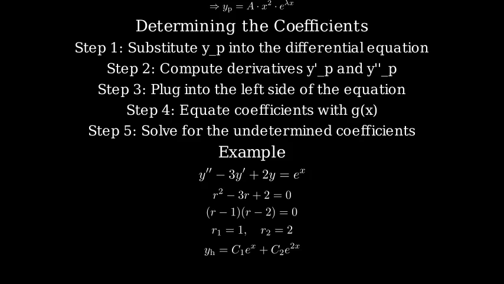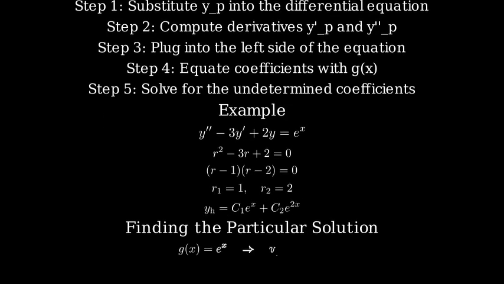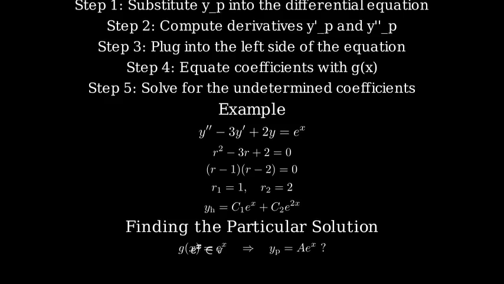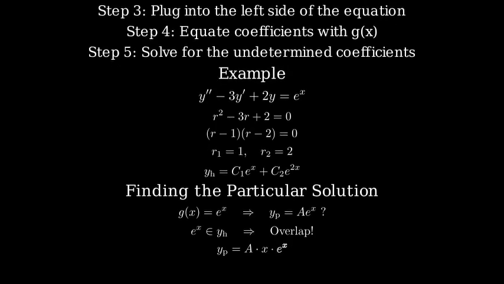Now, let's find the particular solution. Since g of x equals e to the power of x, our first instinct might be to try y sub p equals a times e to the power of x. However, we notice that e to the power of x is already part of our homogeneous solution, so we need to multiply by x to ensure linear independence. Our adjusted guess is y sub p equals a times x times e to the power of x.